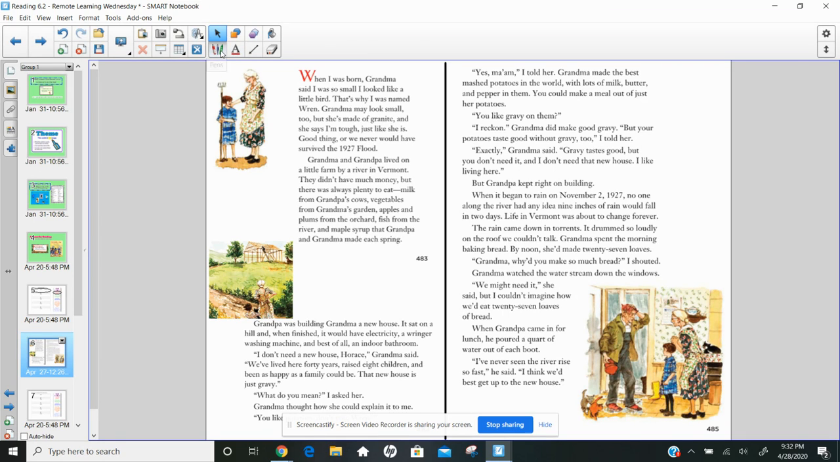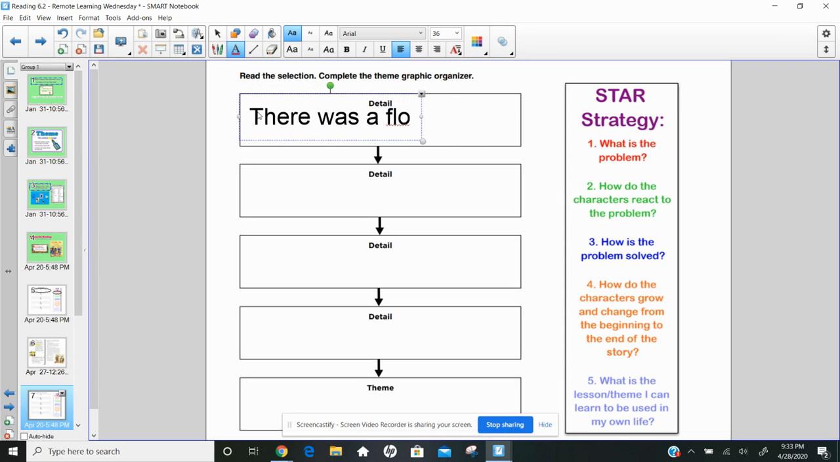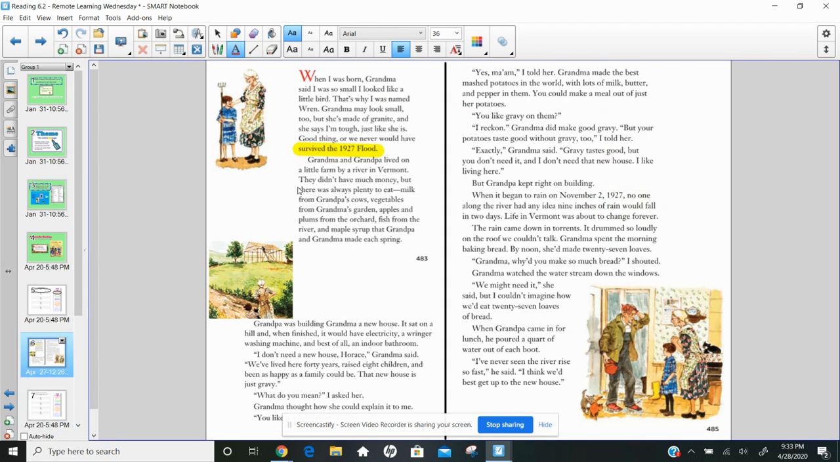Okay, so I'm going to stop for a minute and think, what is something important that I just read? I know that it said that she survived this flood. So I already know that there's a flood. That seems like a problem right now. So I'm going to add this in here. I'm going to start that with, there was a flood in their town. Don't know too much about it yet, so I'm going to read a little bit more, but I do know that there was a flood. So I'm going to read a little bit more of what it means that they survived it.